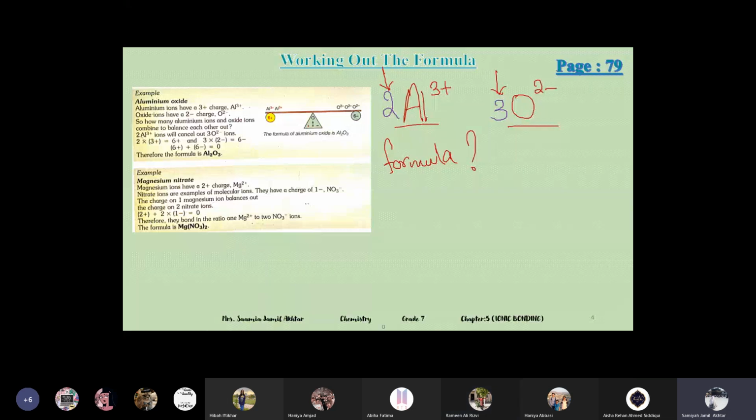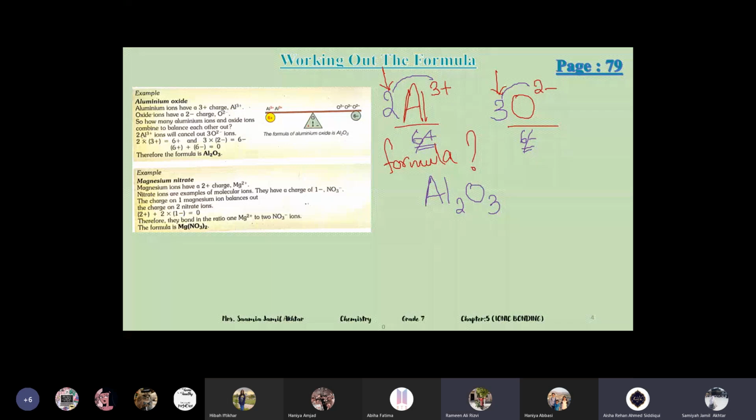Previously we discussed that ionic compounds are neutral on the whole, so we have to make them neutral by balancing their charges. We have to make positive charge and negative charge equal. If we write 2 here, 2 into 3 is 6, so the plus charges become 6. And if we write 3 oxide ions, 3 into 2 is 6 minus. They balance out each other, and the formula will become Al2O3: 2 aluminiums and 3 oxide ions.